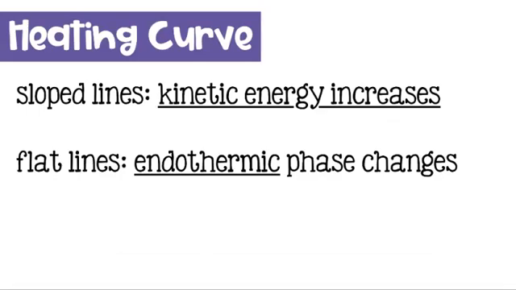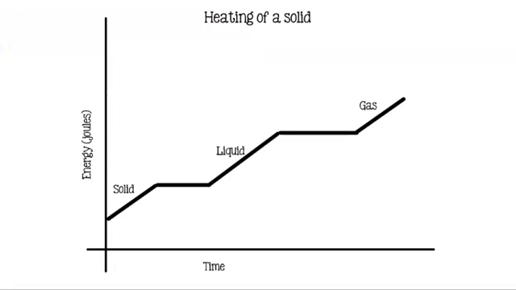Now, once again, on a heating curve, sloped lines are where kinetic energy increases, and flat lines are the endothermic phase changes. So, the sloped lines are where we have a specific phase. Solid requires the least energy, liquid intermediate, and gas most. In the middle, we have melting as we add energy and vaporization as we add energy from liquid to make gas.